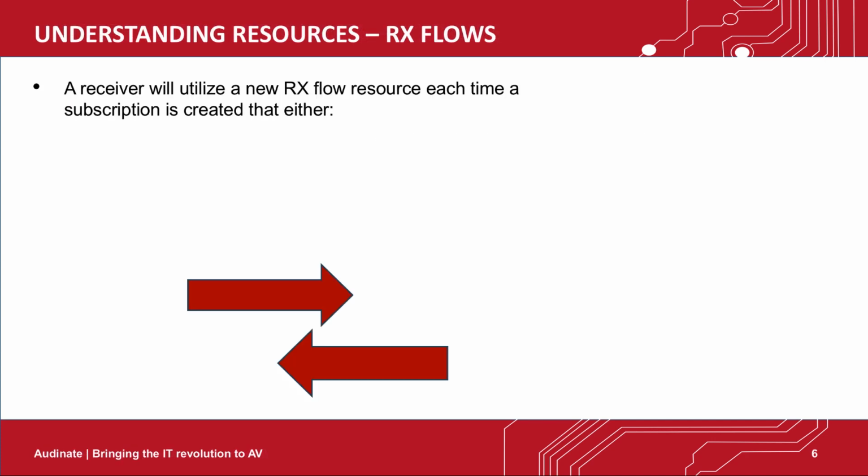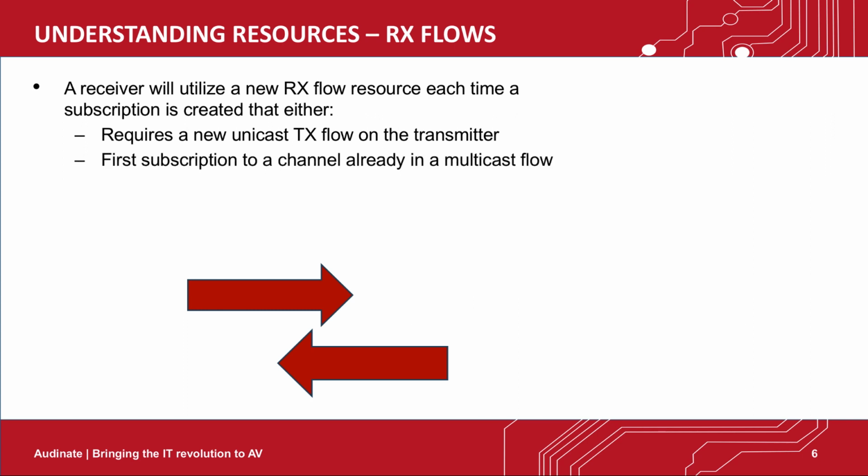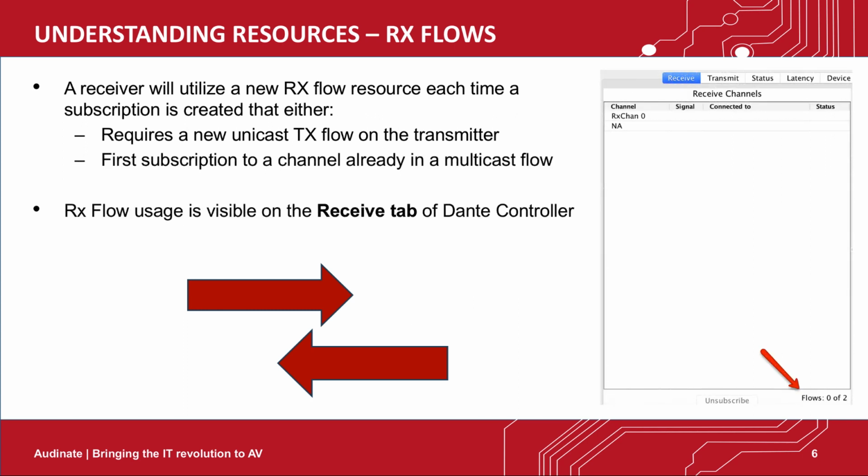A receiver will utilize a new receive flow resource each time a subscription is created that either requires a new multicast transmit flow on the transmitter or is the first subscription to a channel already in a multicast flow. Receive flow usage is visible on the Receive tab of Dante Controller.